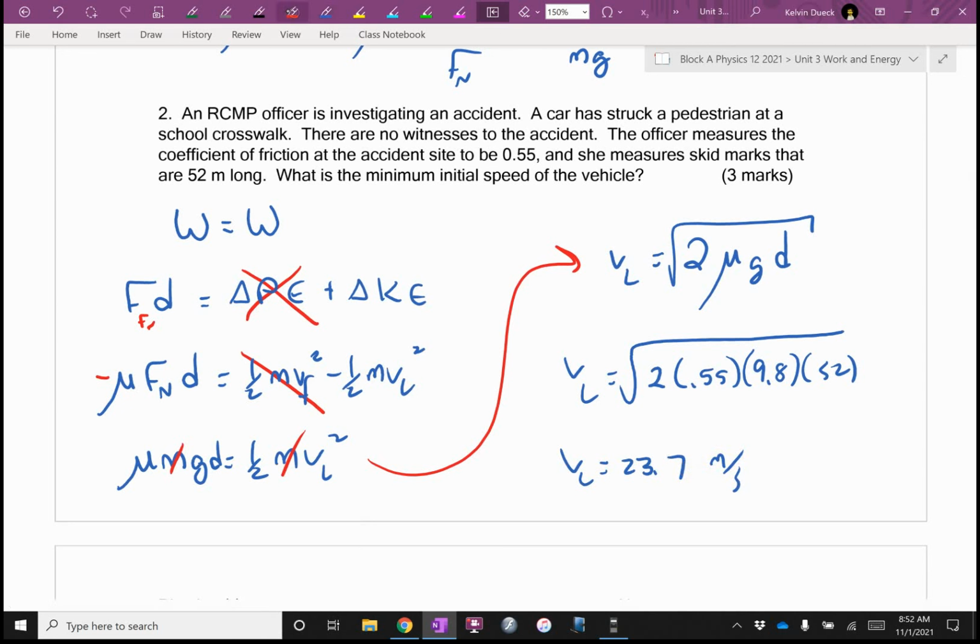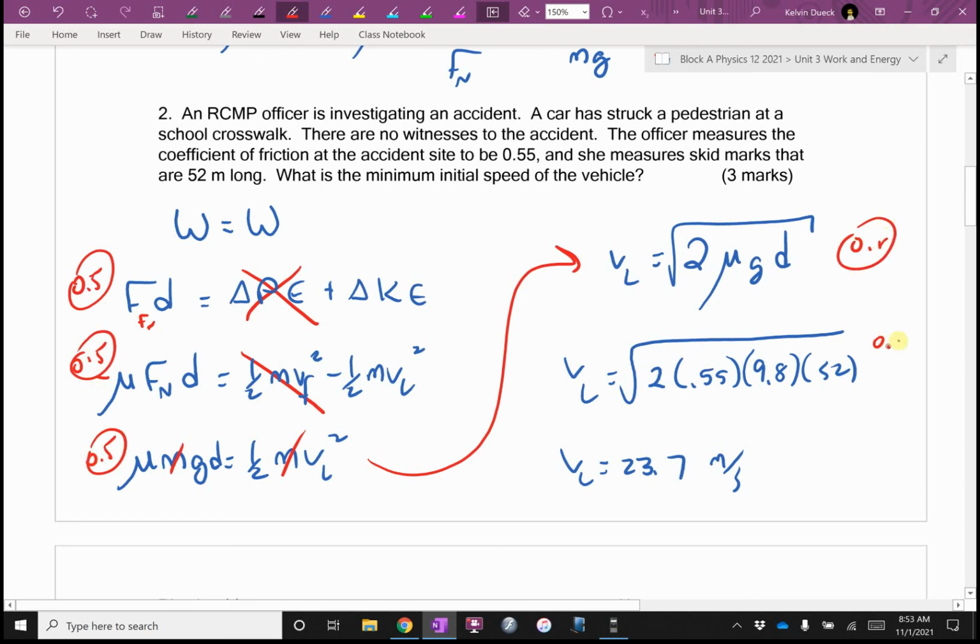Do you get 23.7 if I round up properly? I would probably give you half mark for that line. First of all, 3 out of 3 if you got it right. But I notice I basically did 6 lines of work. I don't think I'd give you anything for saying work equals work, although that is the aha moment.